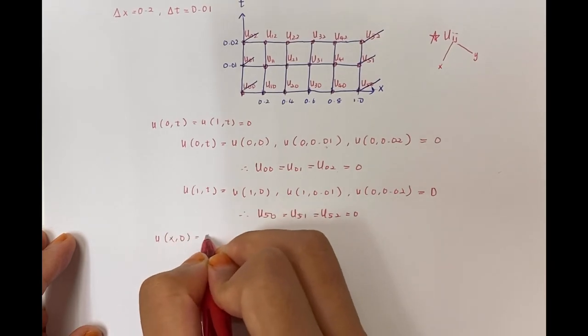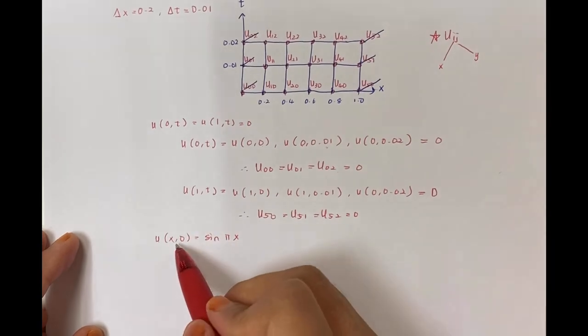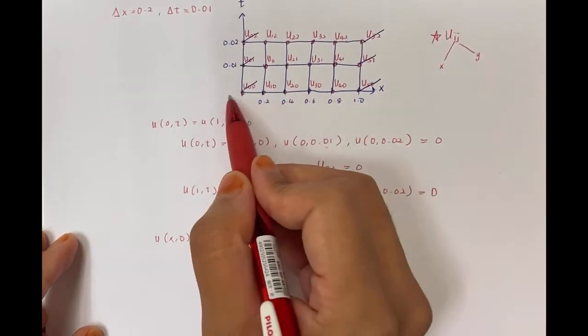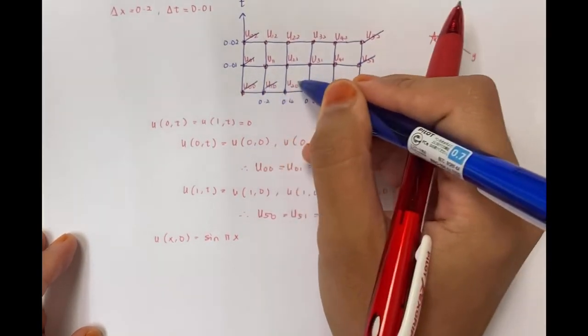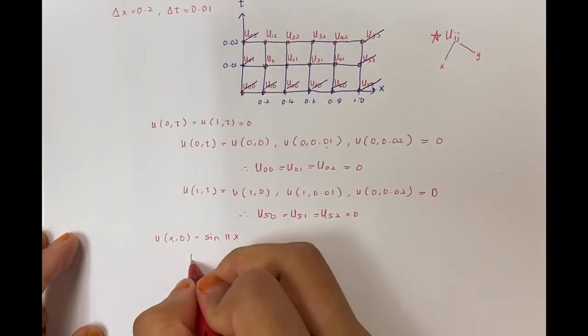u(x,0) is equal to sine pi x. Meaning that for any value of x when t is equal to 0, you can find the value for these four points: 1, 2, 3, 4.